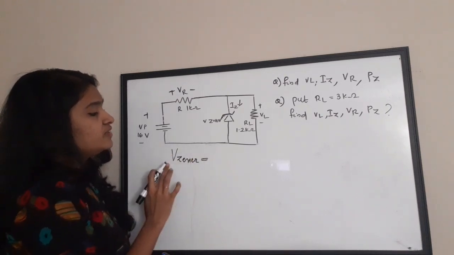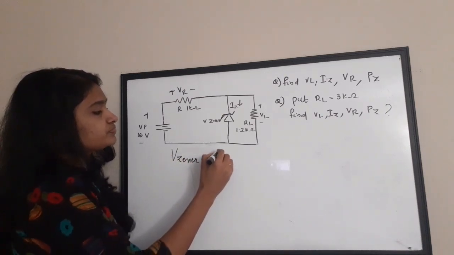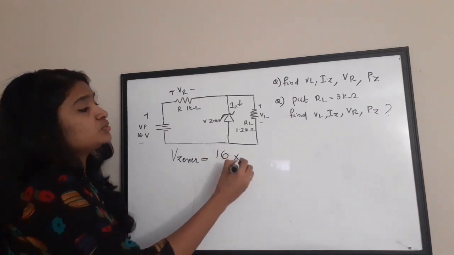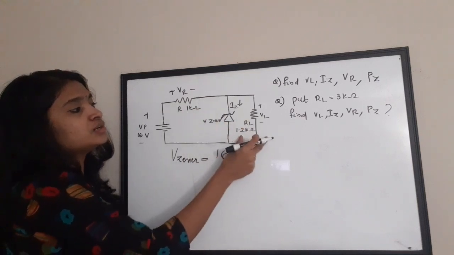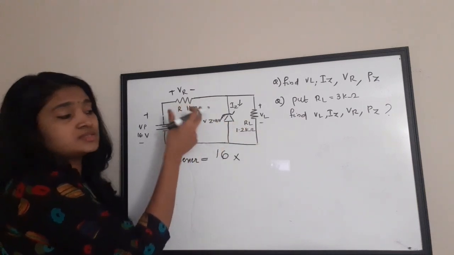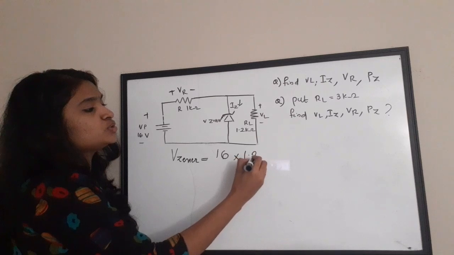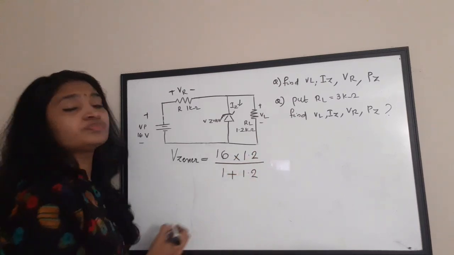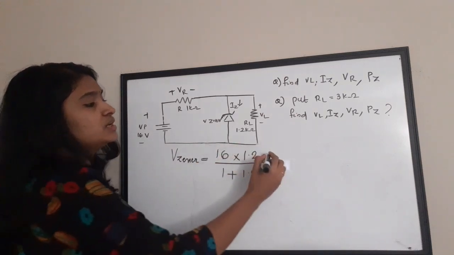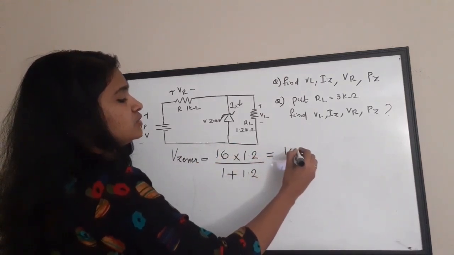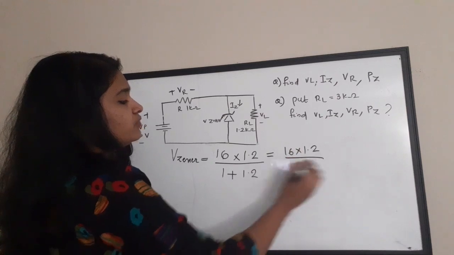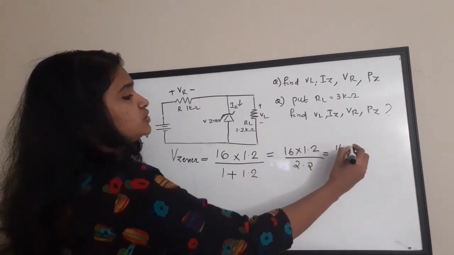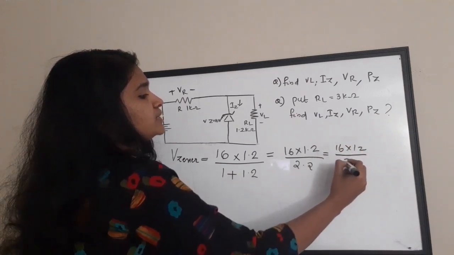So V Zener is equal to the total voltage, 16, into, there are two resistors, the load resistor and the series resistor, so into 1.2 by 1 plus 1.2. Okay, so this is voltage division, and 16 into how much will it be? 1.2 by 1 plus 1.2 means 2.2. You can write this as 16 into 12 by 22.